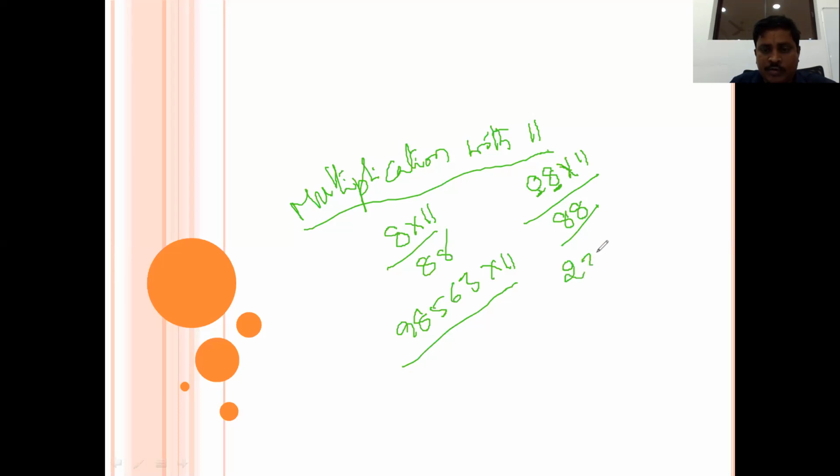Suppose 23 into 11. We place 0 to the left of this number. The last digit is 3. You write 3 as it is. Move to the next digit, 2. 2 plus right side value 3. 2 plus 3 is 5. We move to the next digit, 0. 0 plus right side value 2 is 2. 253 is the multiplication of 23 with 11.